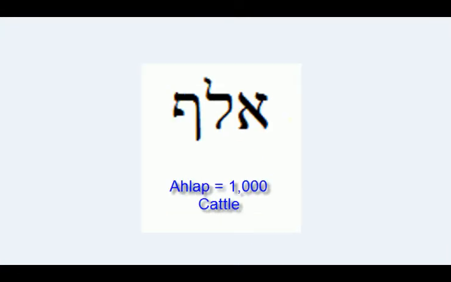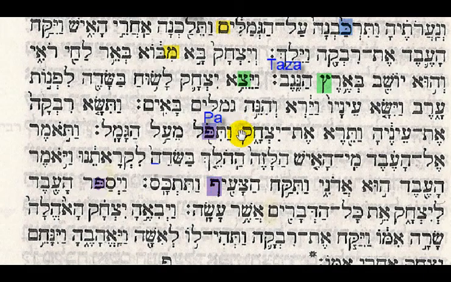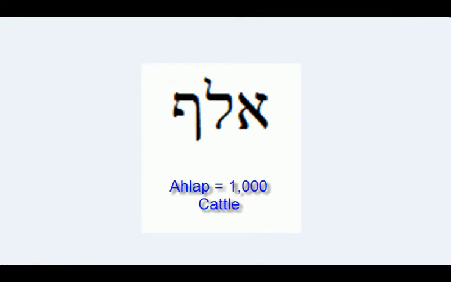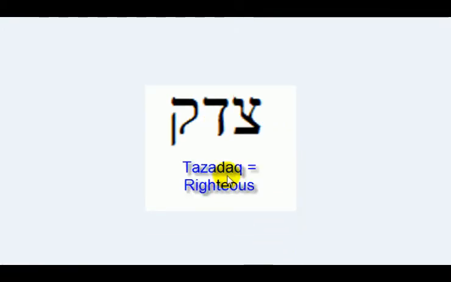Now, I want to show you the last one, which is taza. That's the regular taza, and that's the final taza. And I'll give you an example of that. What you have here is the word tazadak. Now the word tazadak means righteous. The taza is at the beginning of the word, that's why you would use this regular taza. Same way if it was in the middle, you would use the same taza.